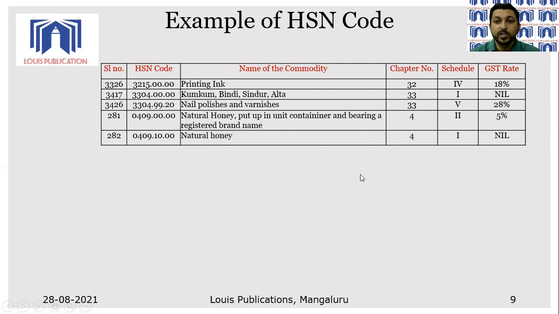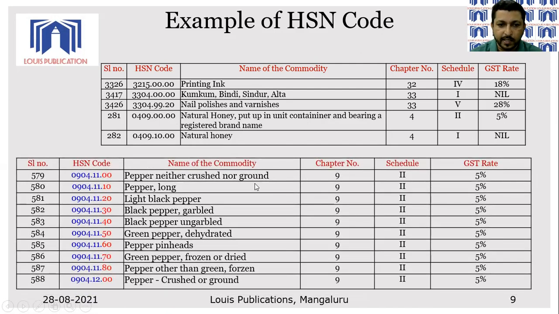So let's understand the 8-digit code through a better example. Let's understand all about pepper as a product. I have taken serial numbers from 579 to 588. You see over here 09, 0904, 0904. The first four, as you see over here, 09, is the chapter number. Sub classification is 11 all throughout because the product is pepper. Pepper neither crushed nor grounded, pepper long, light black pepper garbled, black pepper ungarbled, green pepper dehydrated, pepper pinheads, green pepper frozen or dried, pepper other than green or frozen, pepper crushed or grounded.